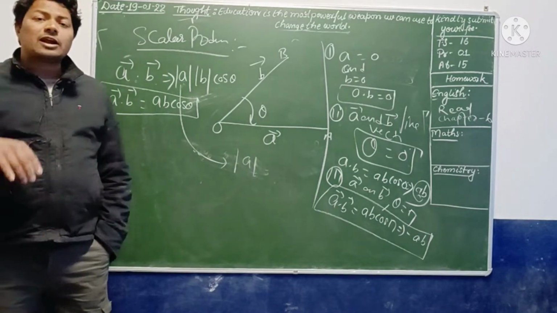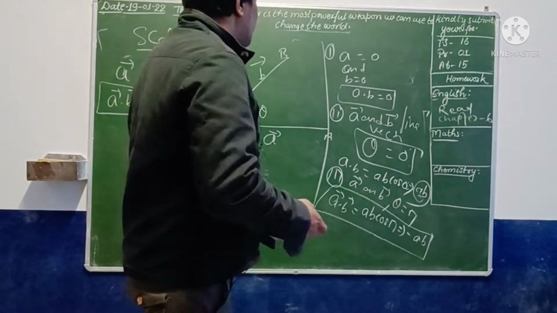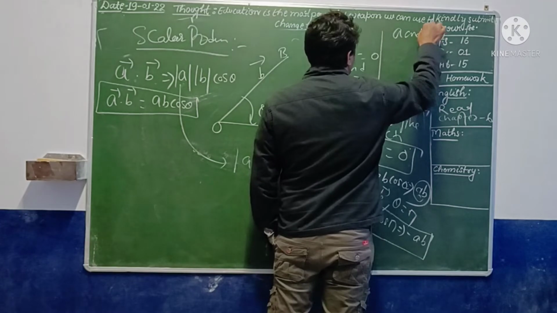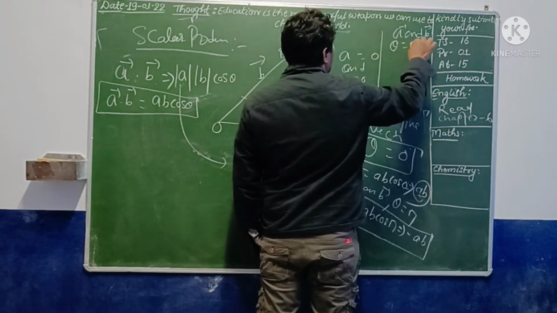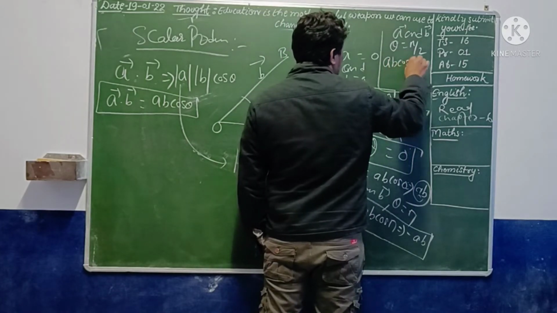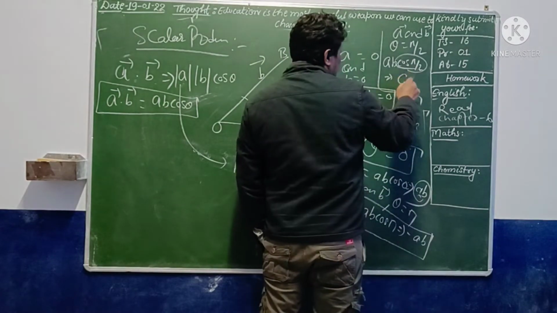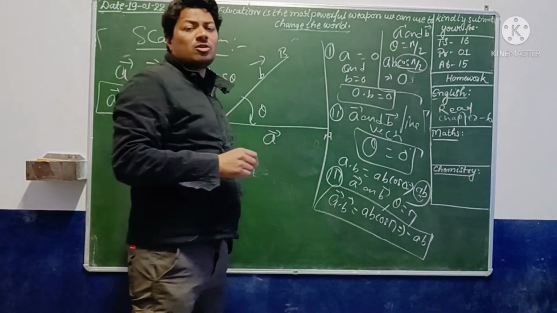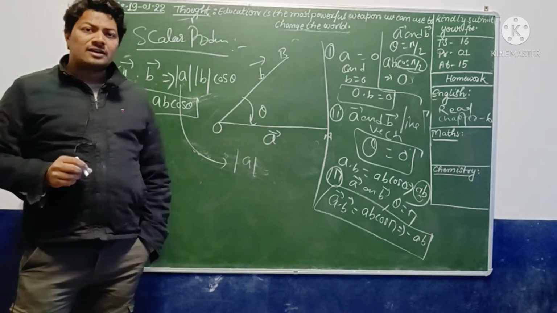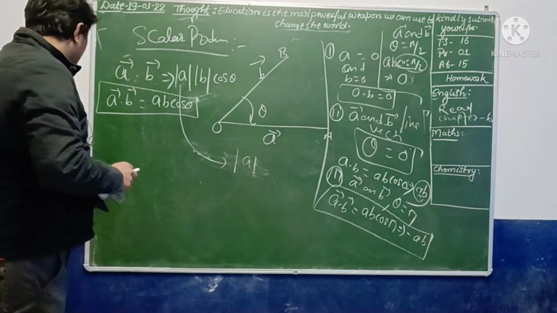If A and B are orthogonal, orthogonal means perpendicular to each other. If A and B are orthogonal, then theta equals pi by 2. So you will get AB cos pi by 2, and what is the value of cos 90? 0. So when theta equals pi by 2, A dot B equals 0. Any doubt up to this point? No doubt at all. Now we will talk about the projection of vectors.